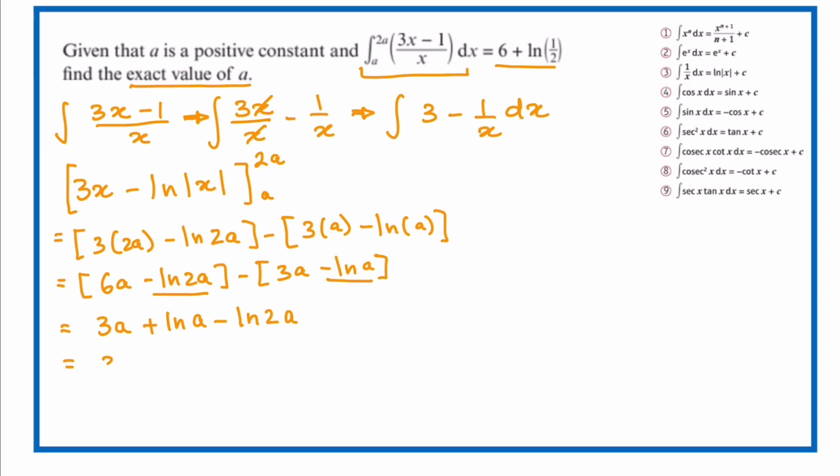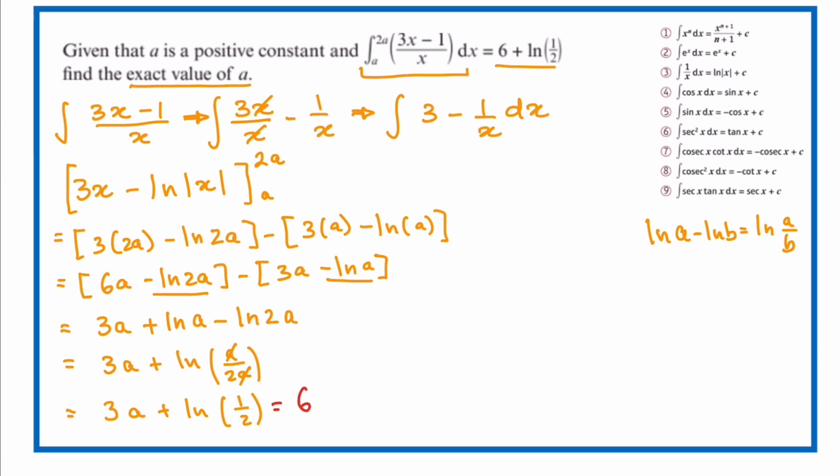This can be simplified down to 3a plus, again applying the ln laws, if I have ln a minus ln b, that becomes ln a over b. So I can rewrite this as ln a over 2a, and this simplifies down to 3a plus ln 1 over 2. So this is my answer simplified, as the a and a cancel out. Now we can equate this to 6 plus ln 1 over 2.